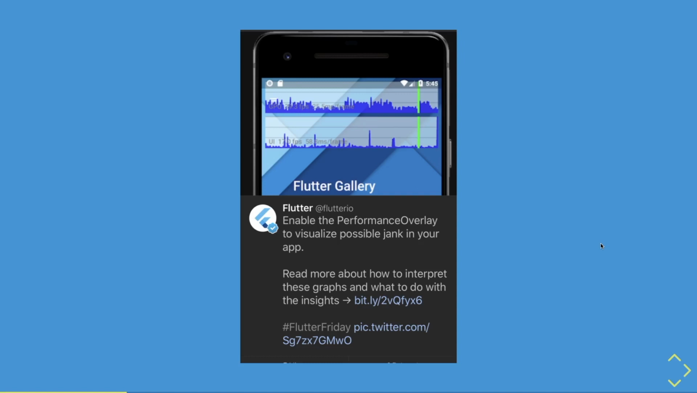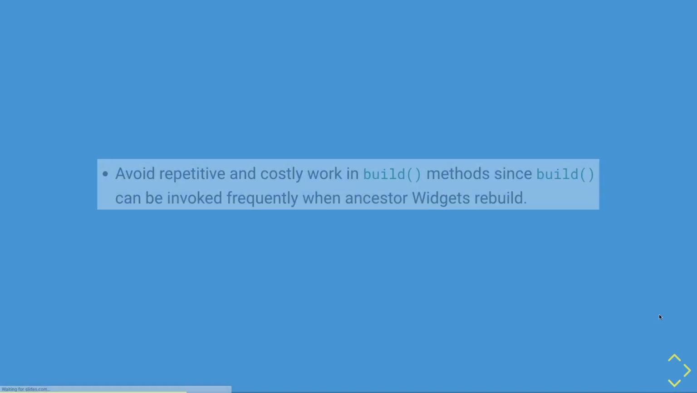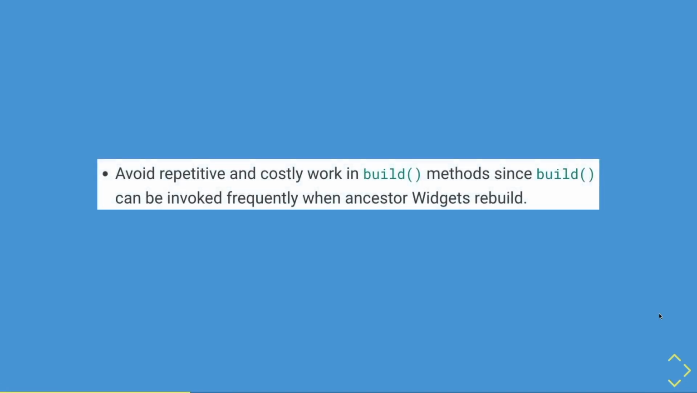To see the performance of your app, you probably will use this performance overlay to visualize possible jank in your app. I will highly recommend it. In the Flutter documentation, there is a best practice for optimizing your app. And the first thing is the build cost. Not the money to build your app, but the build cost of rendering. So let's zoom in on the first statement. It says, avoid repetitive and costly work in build methods.